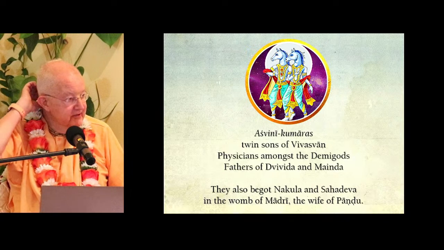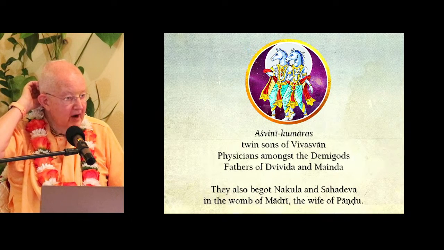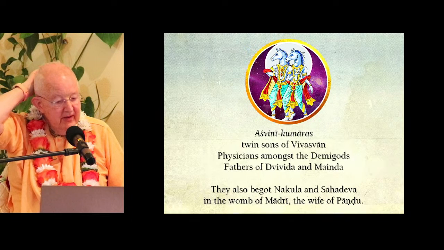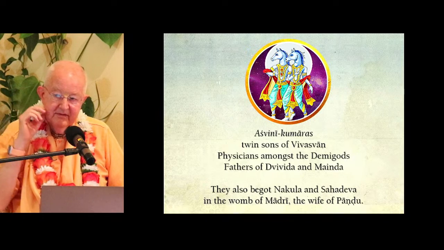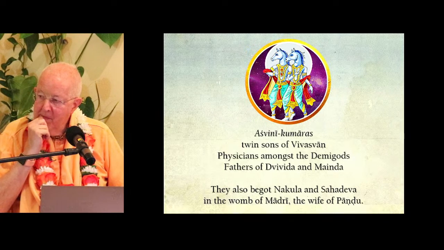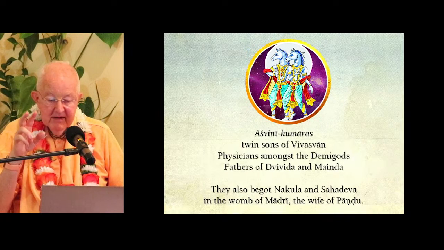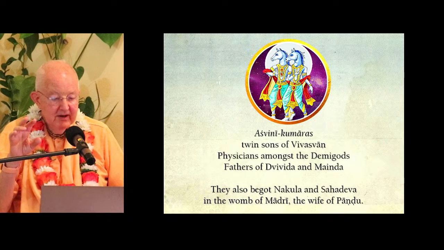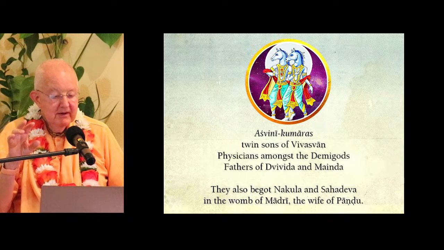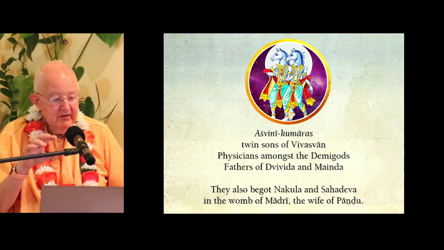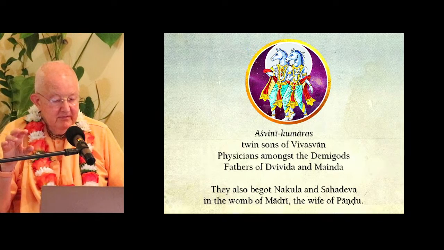And very similar to the Mahabharata, they were the fathers of Nakul and Sahadev. So Nakul and Sahadev have a very close relationship with Dvivida and Minda, but both Dvivida and Minda became corrupted. And neither Nakul nor Sahadev became corrupted.